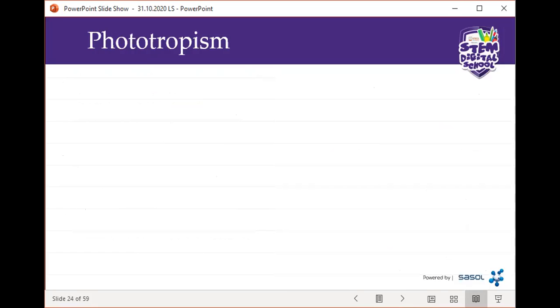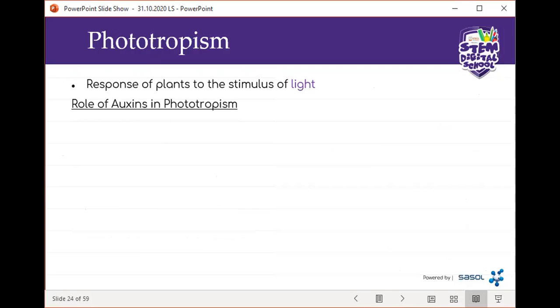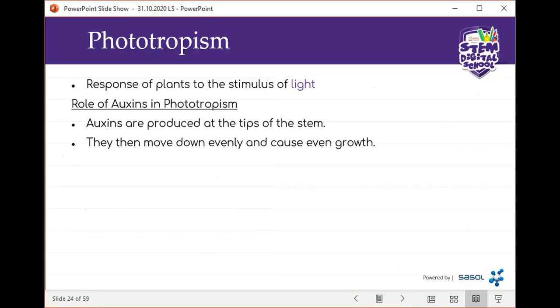Then we move on to phototropism. Right, so phototropism is basically a response of plants to the stimulus of light, right? Then the role of auxins in phototropism is that auxins are produced at the tips of the stem. Then they move down evenly and cause even growth. They ensure the stem grows upright.